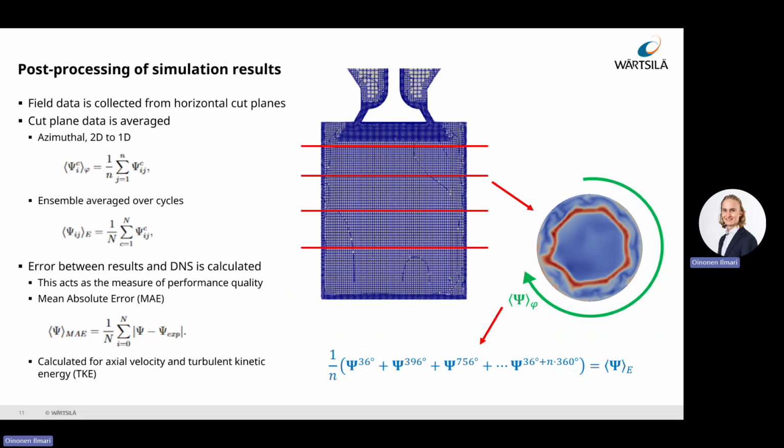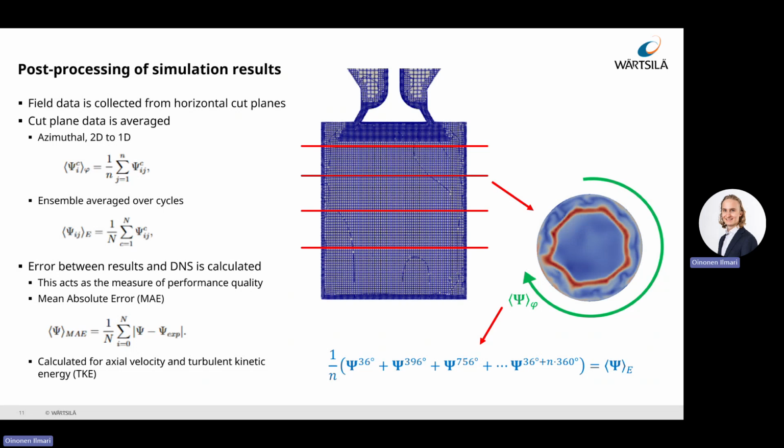The field data is collected from horizontal cut planes, which are placed corresponding to the reference data. The cut planes are used to sample data from the computational mesh. Two types of averaging are applied on the sampled data. Azimuthal averaging averages over the circumference of the engine cylinder and creates a one-dimensional data array from the two-dimensional cut plane data. Ensemble averaging averages over the engine cycles to reduce cycle-to-cycle variation.